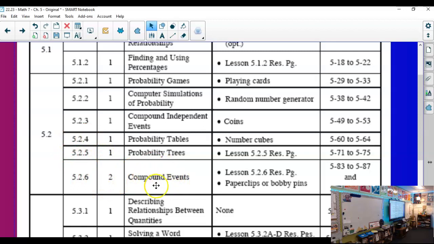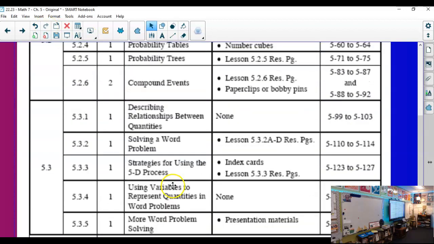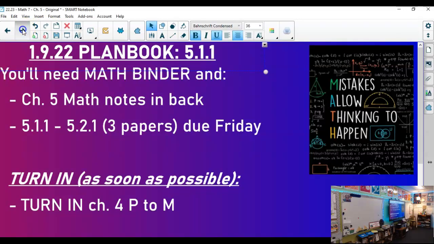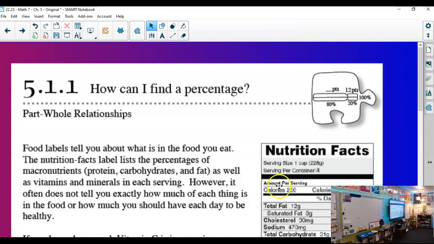Probably will not include compound events. It'll probably mainly be simple, which does not mean the E word, right? Simple is just a math word, meaning not the compound version. It's simple versus compound. So that's where we're headed. We got a lot of stuff in Chapter 5. It'll take us a fair amount of the month to get through it. But today we're talking about part-to-whole relationships, dealing with food labels.